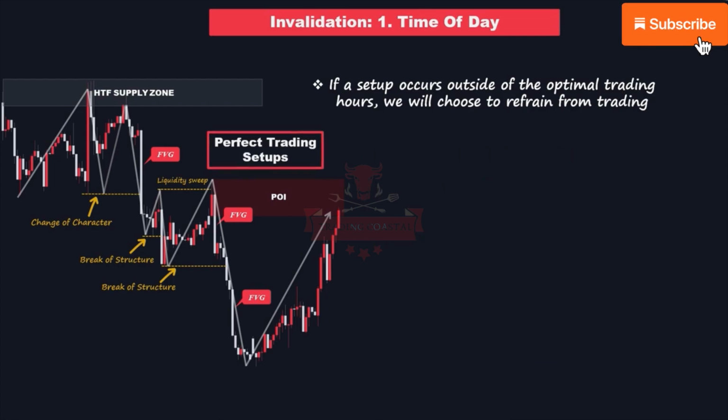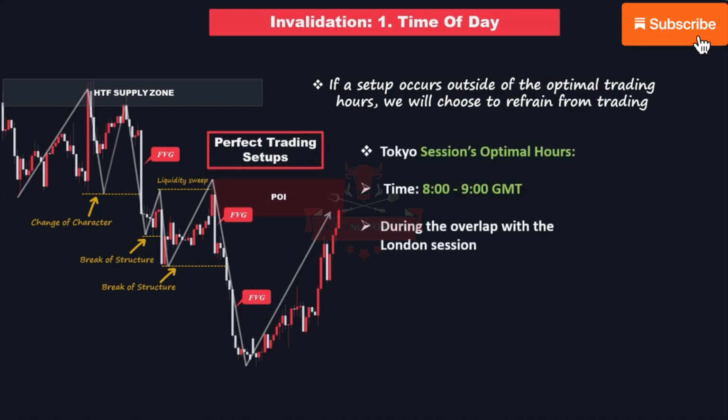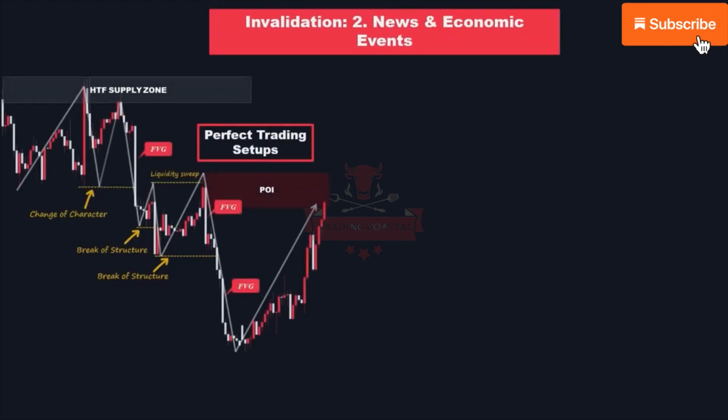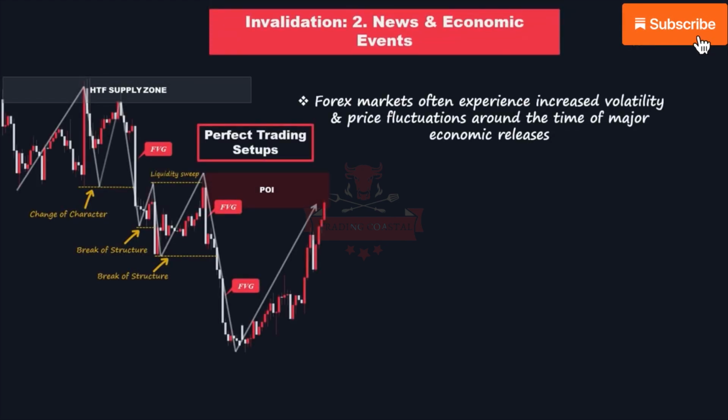And for the Tokyo session, the most optimal trading time during this session is generally during the overlap with the London session, as both sessions see higher liquidity and potential for price trends. The next factor to consider is news and economic events. Forex markets often experience increased volatility and price fluctuations around the time of major economic releases.